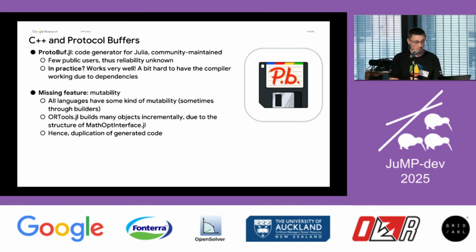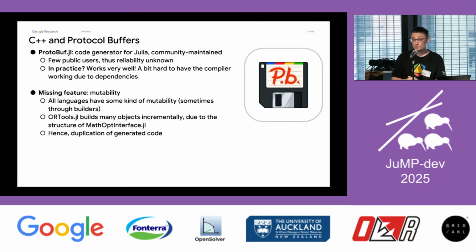So it's reliable. The main difficulty was to have the compiler work due to the way it handles path, the dependencies path. But otherwise, it works very well. It just has one missing feature, which is mutability. Because we're building the model incrementally, whenever we add a variable, if we have no mutability, we have to copy the whole model, add its new variable, and serialize it to memory. So that means that it's code that's painful to write, but it's also poor in terms of performance.